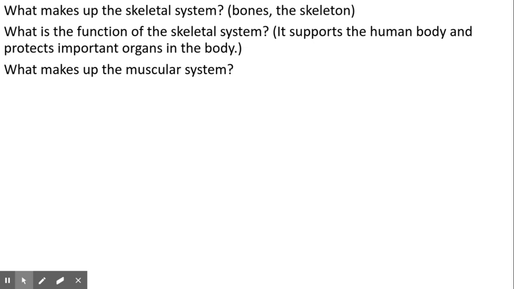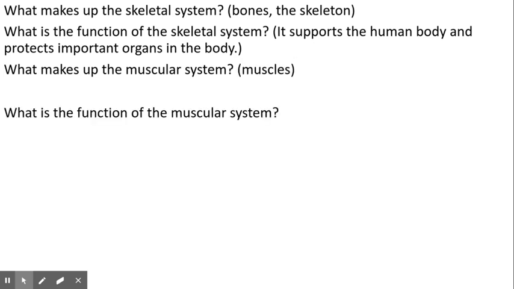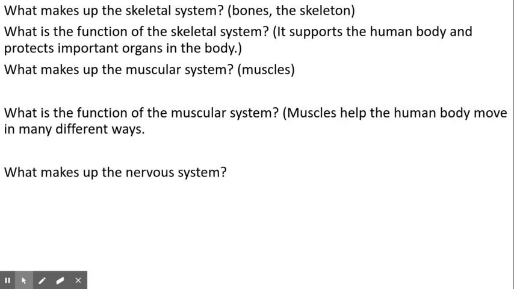What makes up the muscular system? Hint, it's in the name, right? Muscles. What is the function of the muscular system? What's the muscular system do? What's its job? Muscles help the human body move in many different ways. They're actually connected to your skeletal system.